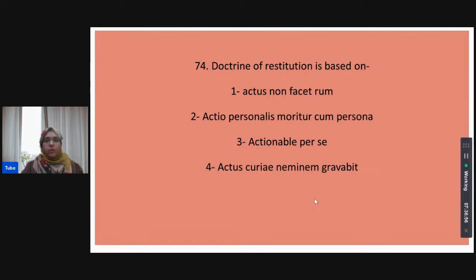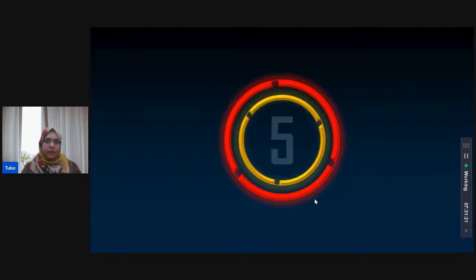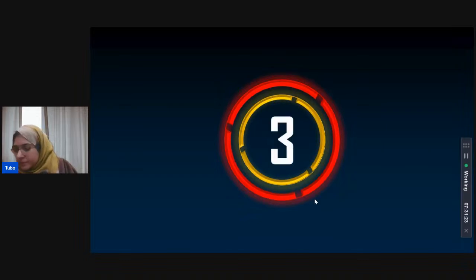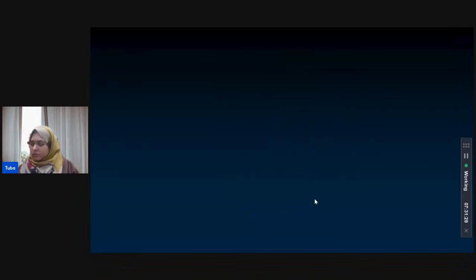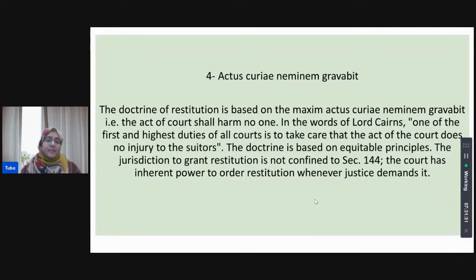Next question. Doctrine of restitution is based on which of the following? Actus non facit reum, actio personalis moritur cum persona, actionable per se, or actus curiae neminem gravabit. What is the doctrine of restitution based on? I will begin your timer now. It is actually based on the maxim actus curiae neminem gravabit, right? That is correct. 4.